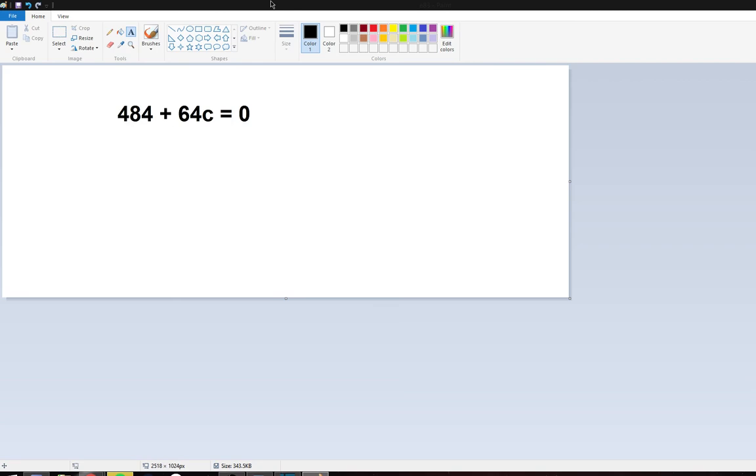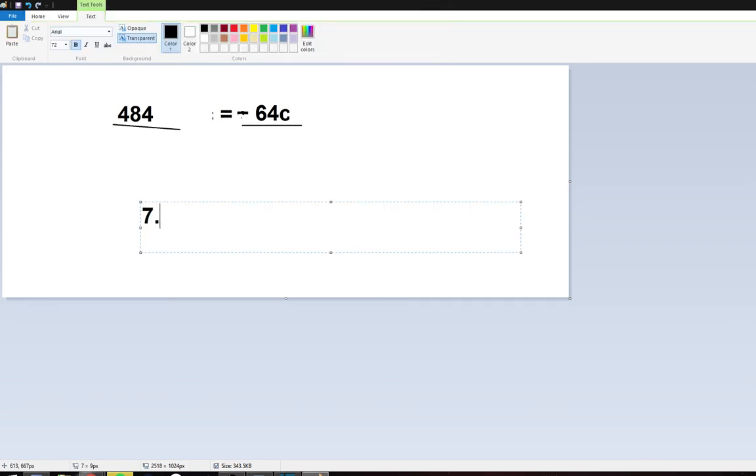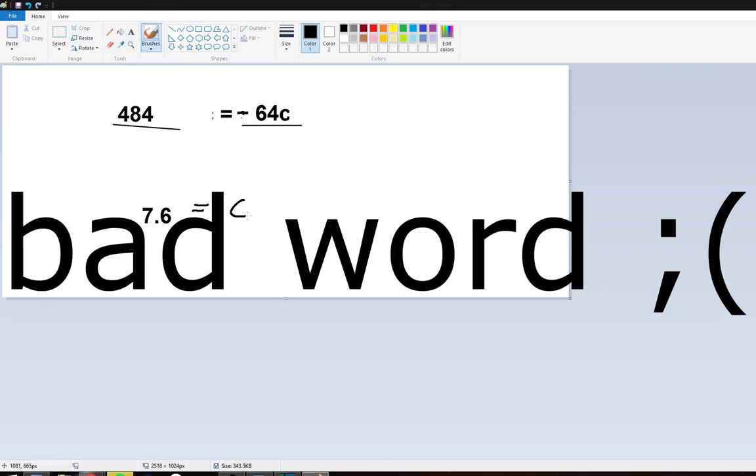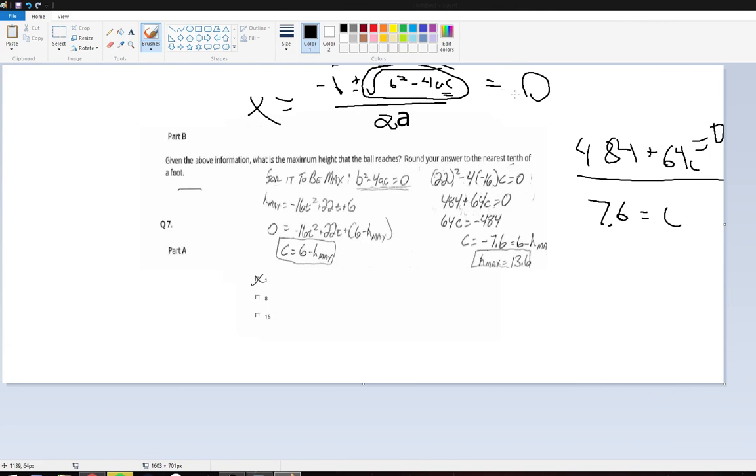Come with my special move, the retake. I was watching it back. I realized that I didn't explain this very well. Pretty much what you're going to want to do is, now that you have the b squared and the 4ac equal to 0, you're going to move it right over here. And of course, since you're subtracting, you got to go ahead and make it negative. Then you are going to divide by 64, giving you 7.6 equals c. The discriminant is equal to exactly 0. That is the maximum height it will attain.